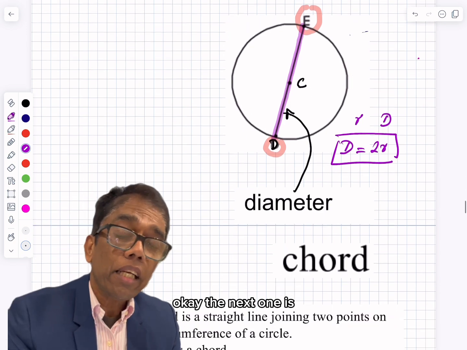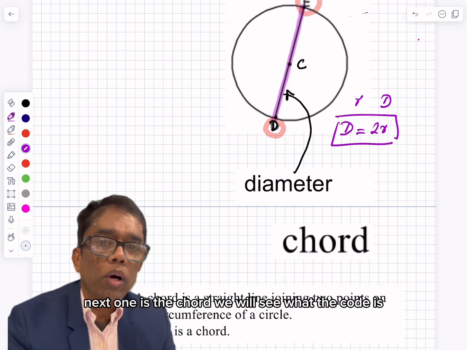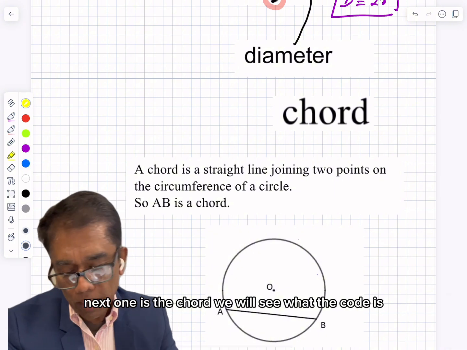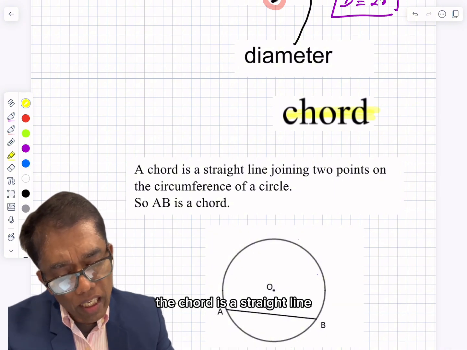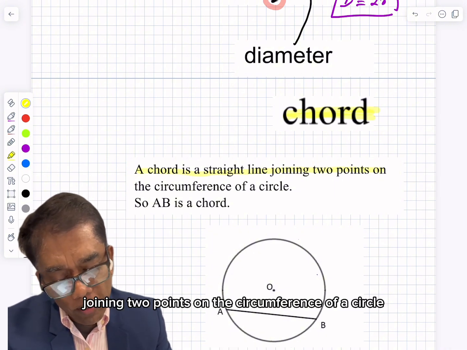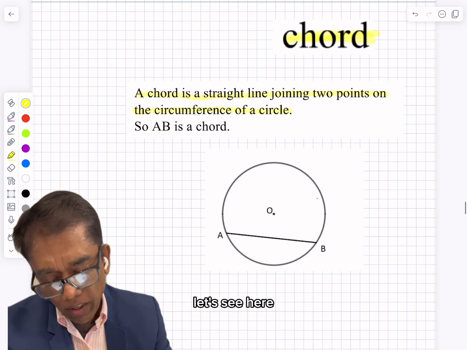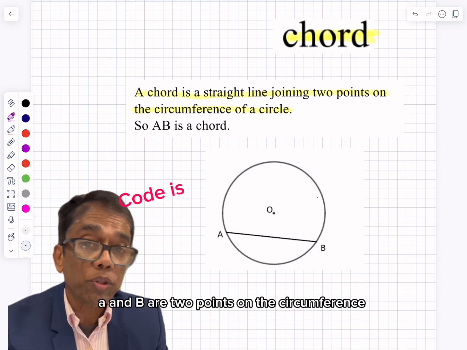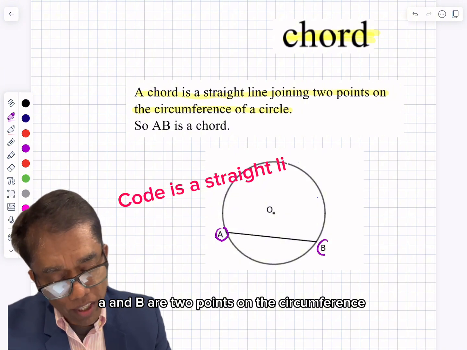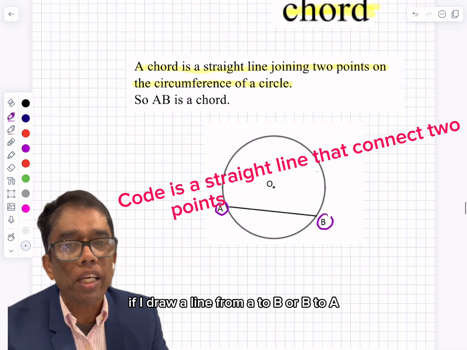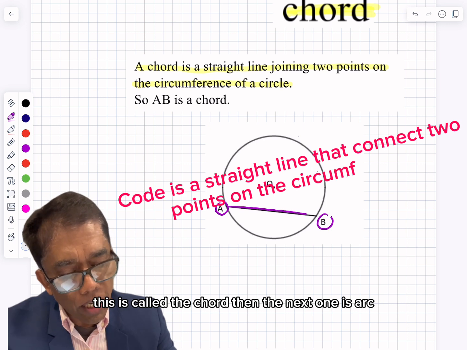Okay. The next one is the chord. We will see what the chord is. A chord is a straight line joining 2 points on the circumference of a circle. Let's see here. A and B are 2 points on the circumference. If I draw a line from A to B or B to A, this is called the chord.